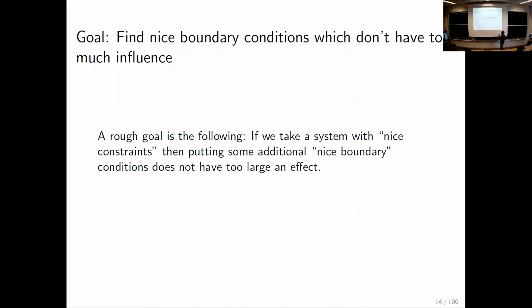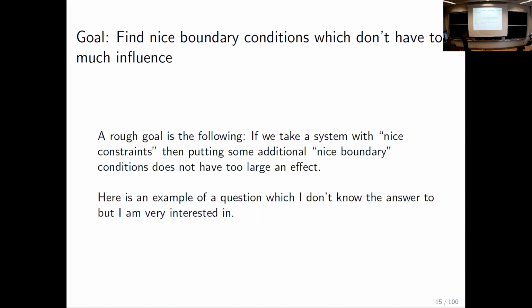So usually the problem is that I want a system with constraints, like with the coloring, so that no two adjacent colors are the same. And I want to put some nice additional boundary conditions, which are not too large. And here's a simple question, let's look at a concrete model, but I already have no idea how to answer this question.